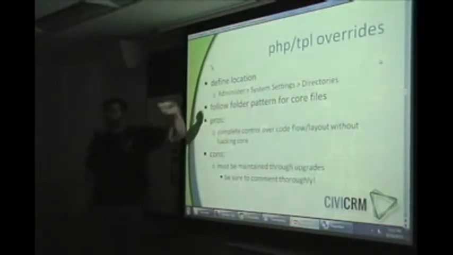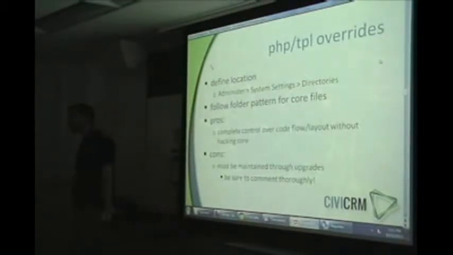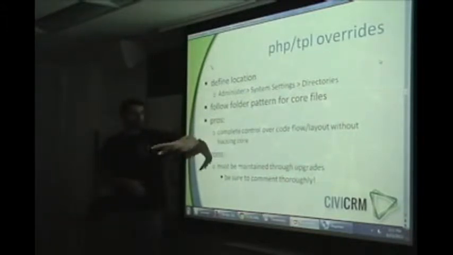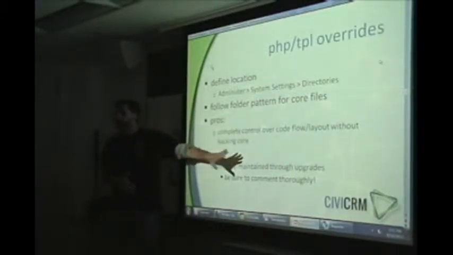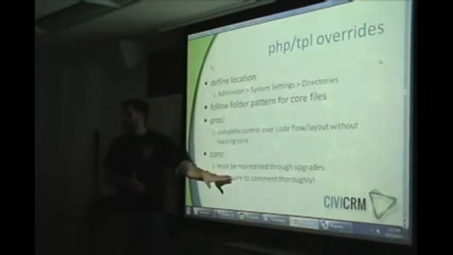What are the pros and cons of using the overrides? The pro is that I really have complete control over things, and I don't have to hack core. I can get into my BAO functions, even my DAO functions. I can get at anything, and I can change the way Civi functions. I've got control over the flow, and if it's a Smarty template, the layout of the page, and I don't have to hack core. Now the con is that I do have to maintain that file through upgrades.